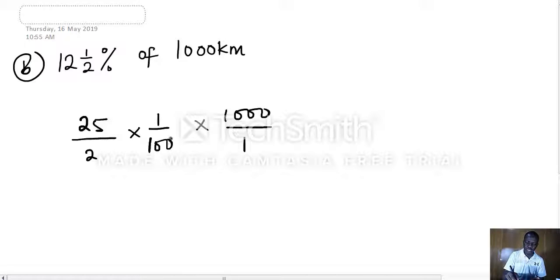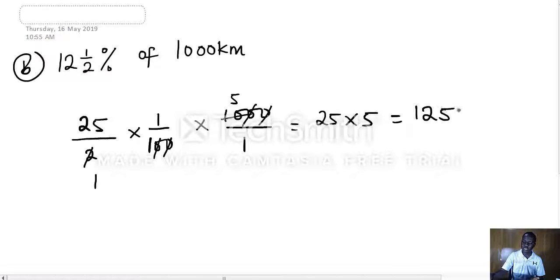So let's divide. These two zeros can simply divide these two zeros. 2 into itself is 1. 2 into 10 is 5. So this is equal to 25 times 5, and 25 times 5 is going to be 125 kilometers. So 125 kilometers is said to be 12.5% of 1,000 kilometers.